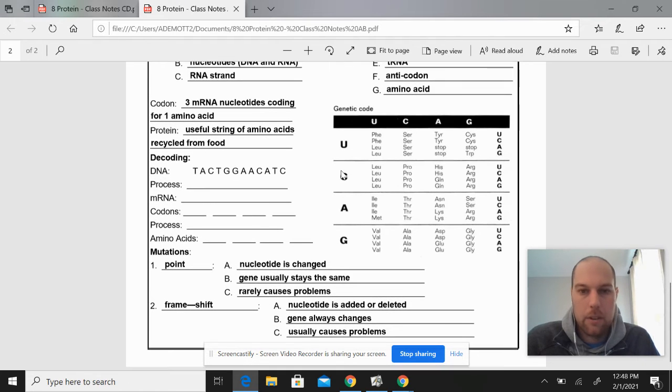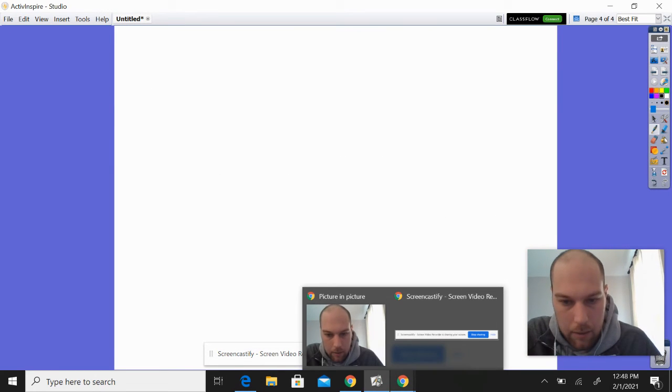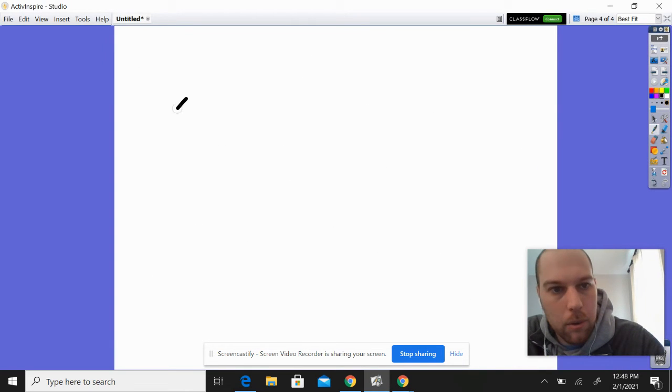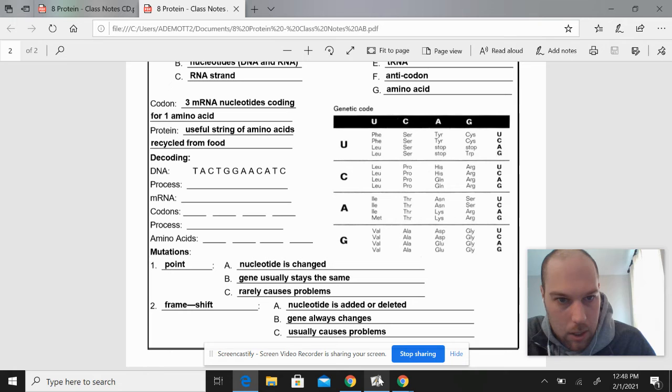You probably notice that there's this blank section here on the notes, and that's for an example for you to do. I'll do that here. I just got to remember that code and not forget it here. Let's see if I can do that. Hopefully I don't screw this up. We'll see. TGG.